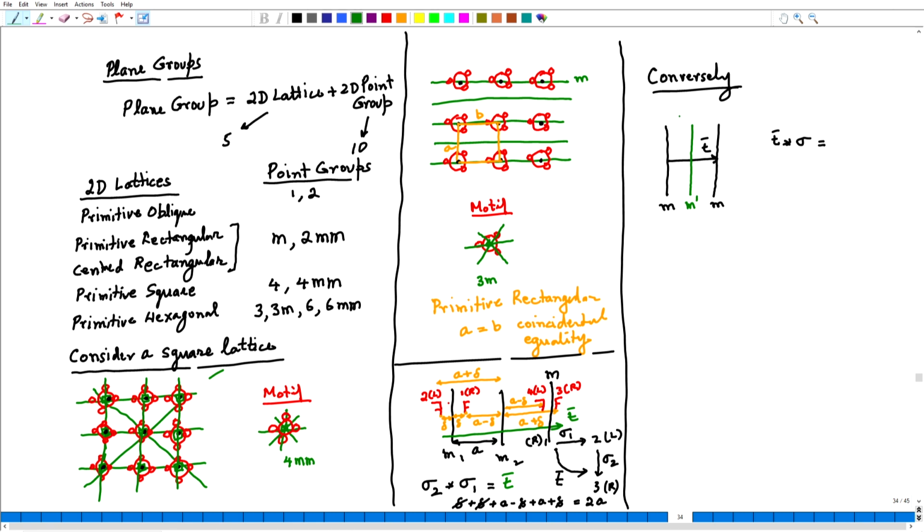If this distance was A, then this distance would be A by 2. So I get a reflection operation sigma prime located at A by 2.